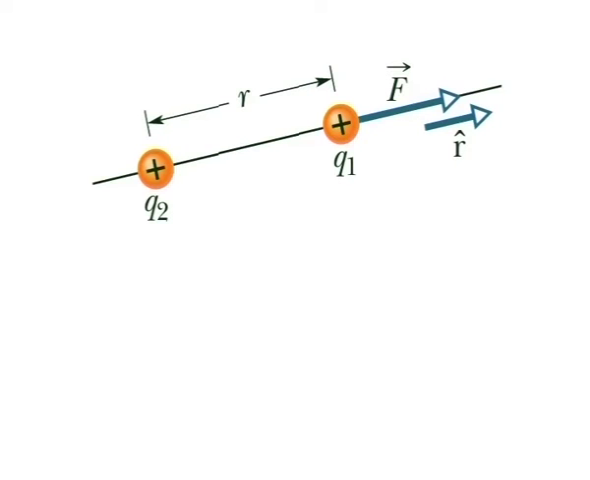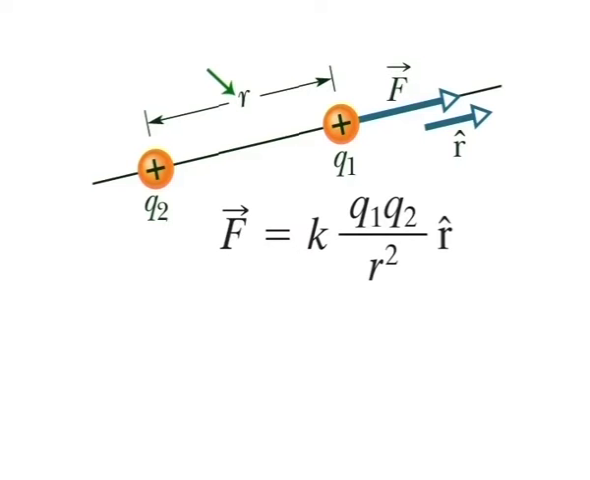With these decisions, we write the electrostatic force as vector F equals k times q1 q2 divided by r squared, times unit vector r. Here r is the separation between the particles and k is a positive constant called the electrostatic constant or Coulomb's constant.